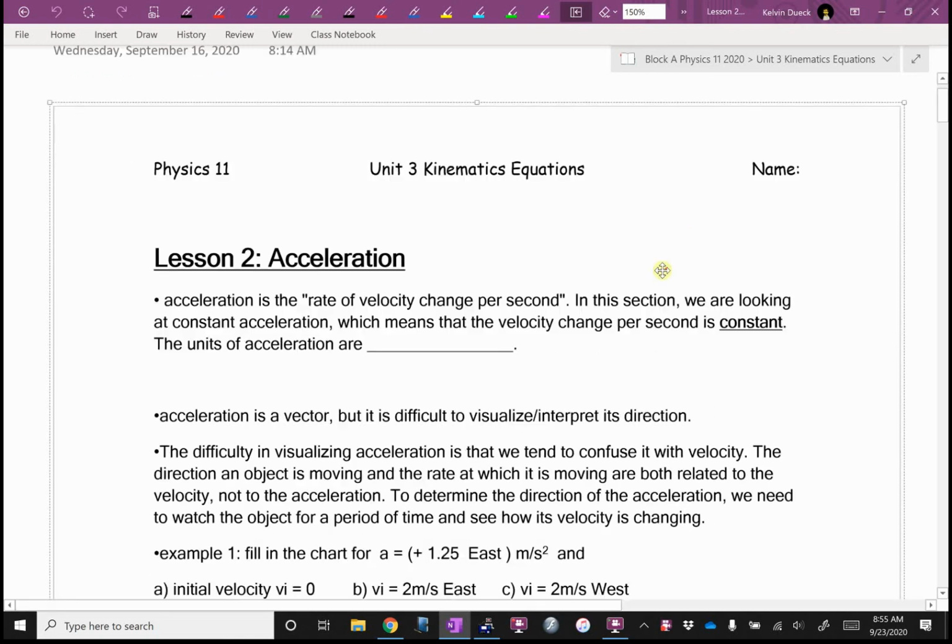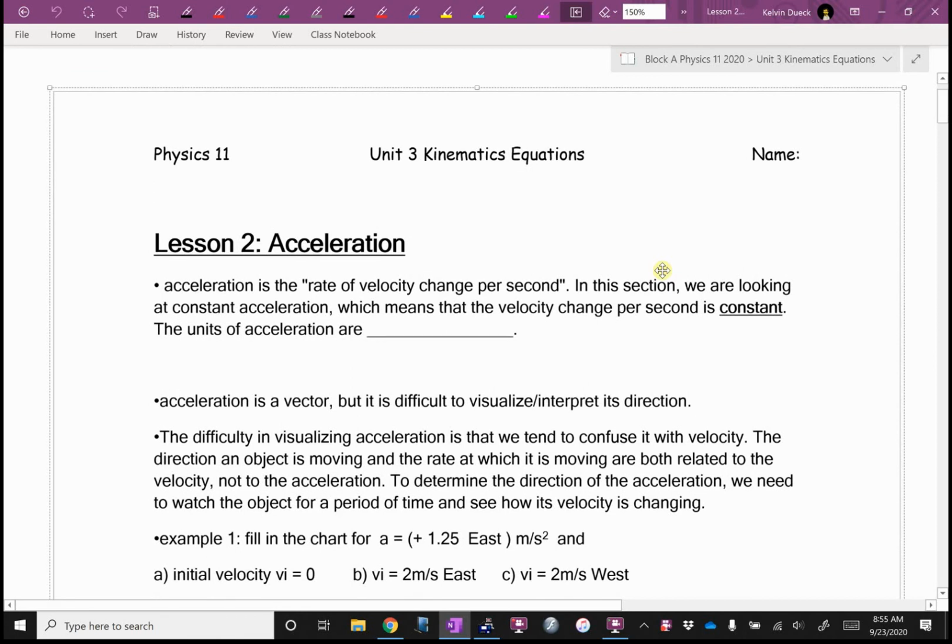We call this acceleration. The fancy definition of acceleration: it's the rate of velocity change per second. You don't need to memorize that. In this section, though, we're going to be looking at constant acceleration. So Riley, I'm going to let you step on the brakes, or I'm going to let you hit the gas, but I'm not going to let you then step on the brakes harder or hit the gas more. We're going to accelerate at a constant rate, but then we're not going to change the acceleration.